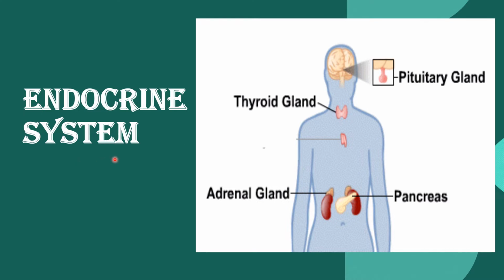The endocrine system consists of different types of endocrine glands. But in your syllabus you have to learn 4 major types of endocrine glands. They are the thyroid gland, adrenal gland, pancreas, and pituitary gland. Function, location, and the hormones produced from each gland. Yes, these are very important for examination.